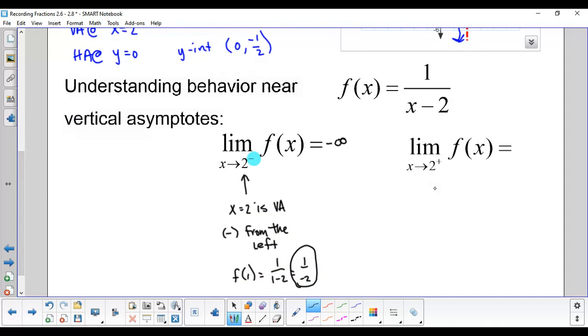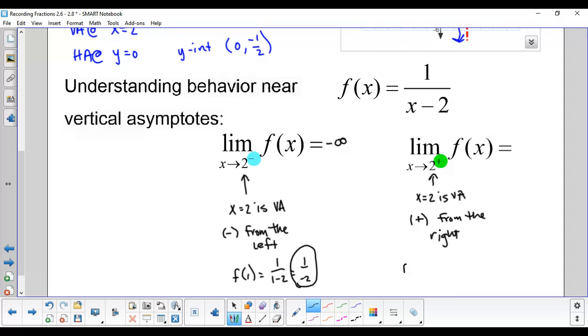Now, over here, again, notice that we are analyzing it still. x equals 2 is the vertical asymptote, but this time we are looking at it from a different perspective. We're looking at it from the positive direction. So that plus sign that you see is basically saying as we approach this number from the right-hand side. So what happens as we approach this asymptote from the right side of it?